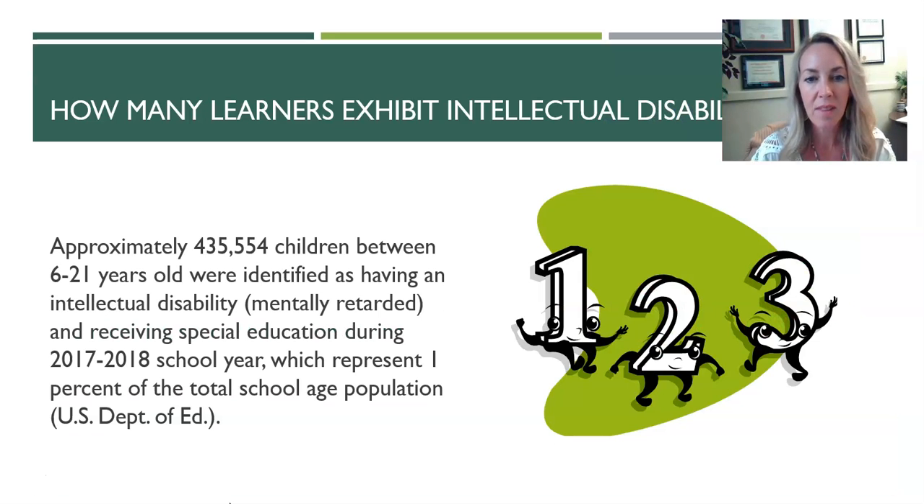So for starters, we can talk about some of the prevalence. It is a high incidence disability category where there are approximately 435,554 children in school being identified as having intellectual disability. So this is a group of students that you will probably encounter as a special education teacher, regardless of whether you teach general curriculum or adapted curriculum. These students will be a part of your teaching career.